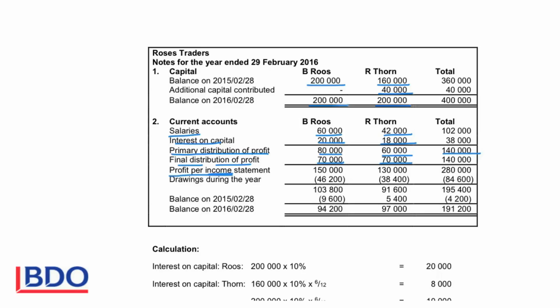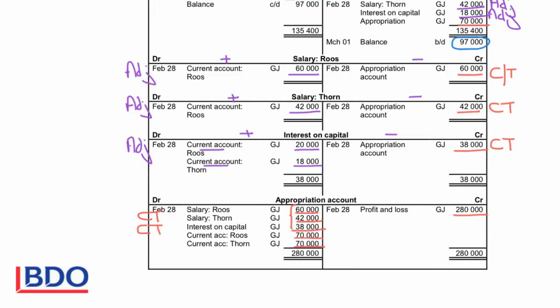So I add up each column. Ruiz 150, Thorn 130, that adds up to 280,000. If we look in the appropriation account, you see that the profit is 280,000. After we've written the salary, interest, and the division of profits in the current account, there we showed that the total distribution of profit for the year was 280,000. So that's an indication that we didn't make any mistakes.